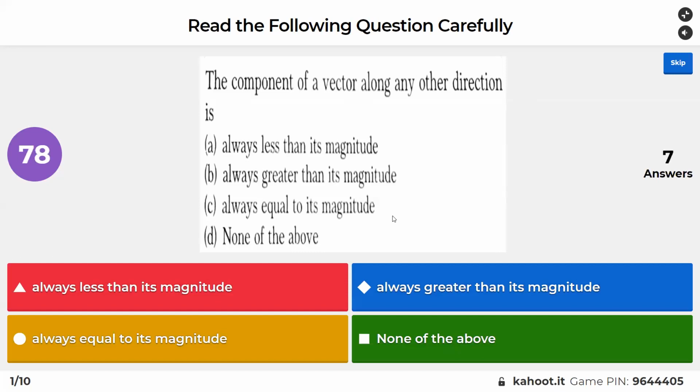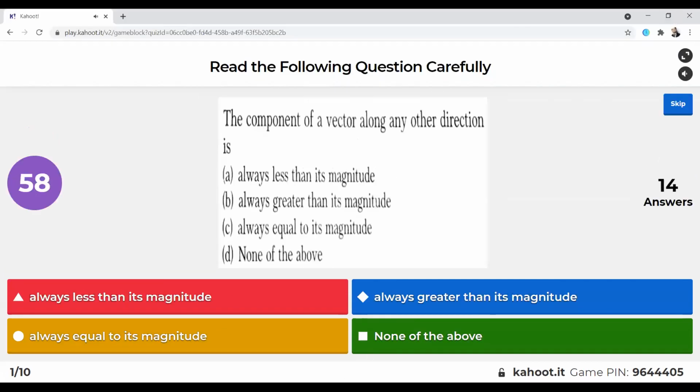Component of vector along any other direction is... not more time. This will come to 50. We will stop because this is simple question. When did we play this? अच्छा पहले. So no problem. We have already done this chapter as well. We are just revising it.